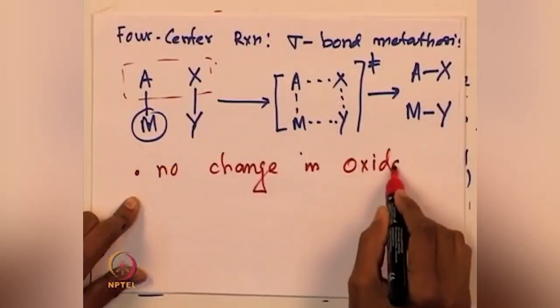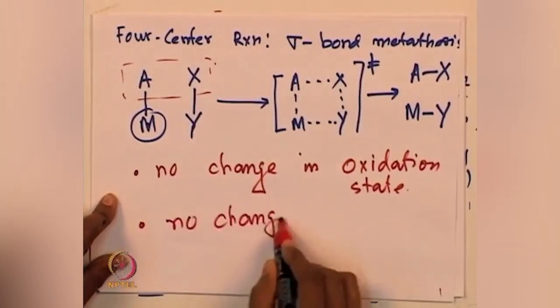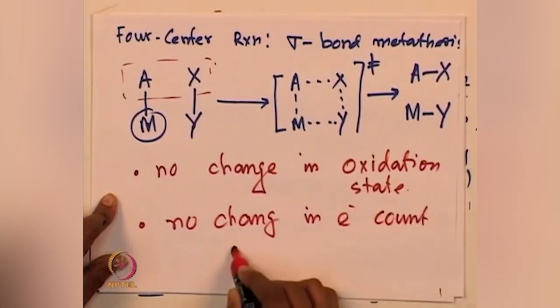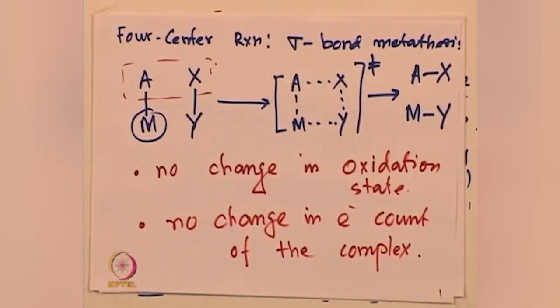Most importantly, if you look back at these reactions again, the very first thing one should note is there is no change in oxidation state. No change in oxidation state, that is most important, and of course there is no change in electron count of the complex. So these are the two most important features of these reactions: four center reactions usually undergo absolutely no electron count change at the metal center. It's virtually the exchange of partners without much of a barrier, right? It's a very, very simple reaction. One partner was there, the partner exchange happened at the metal center, and of course the organic compound also changes the partner.